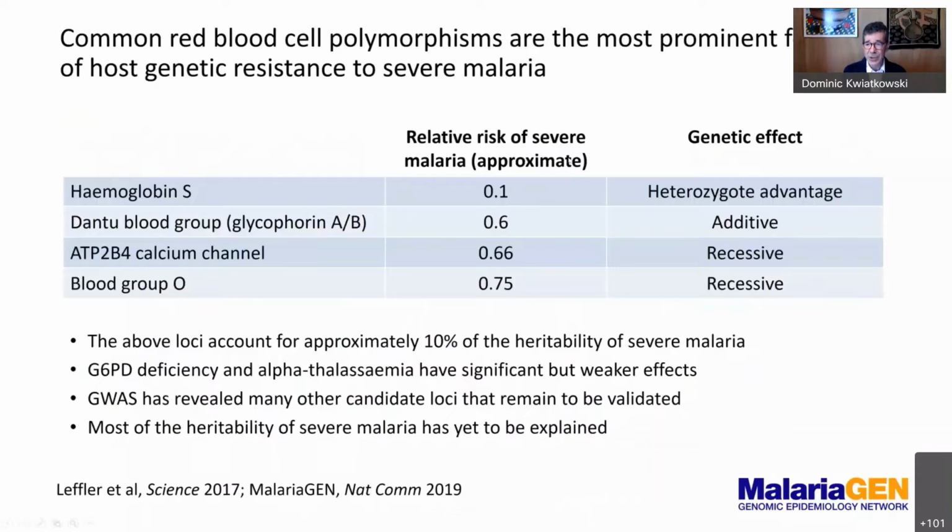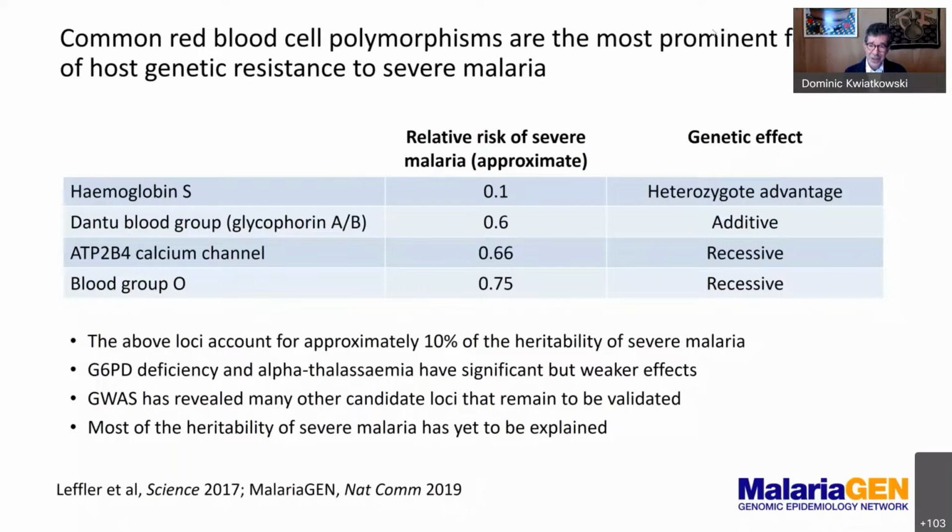So if we look at those top signals that we see in the human genome, what are the most prominent forms of host genetic resistance to severe malaria? We find those all localize in variants of the human red blood cell. And the top one is indeed hemoglobin S. That gives a relative risk of approximately 0.1 for severe malaria. In other words, if you're carrying a copy of the hemoglobin S variant, you're about 90% protected against developing severe malaria, which is pretty good. It's as good as having a COVID vaccine for COVID, at least as good as that.